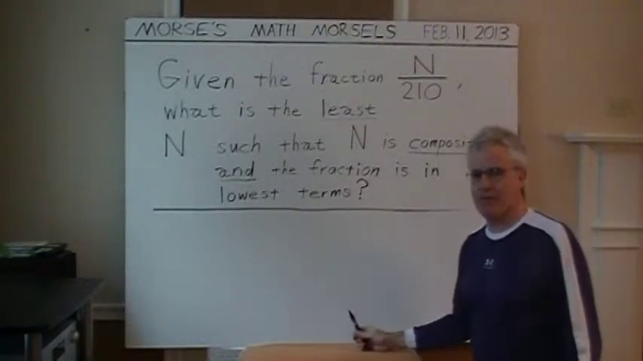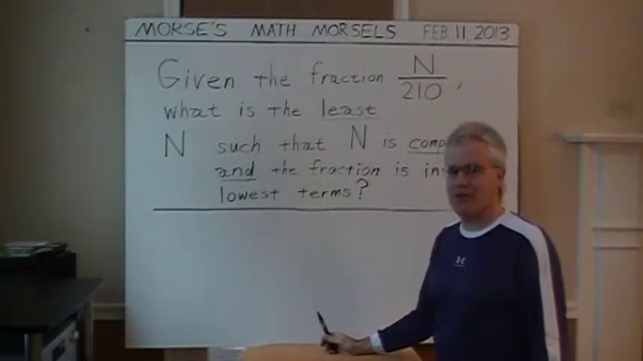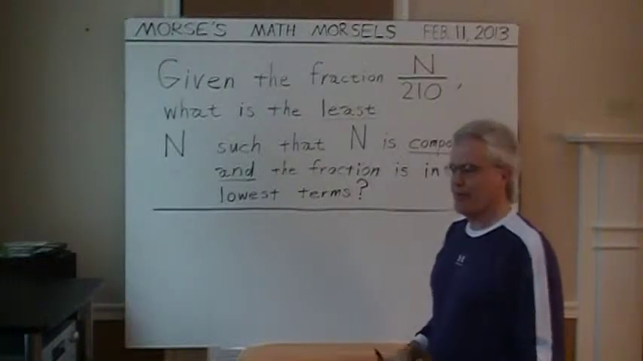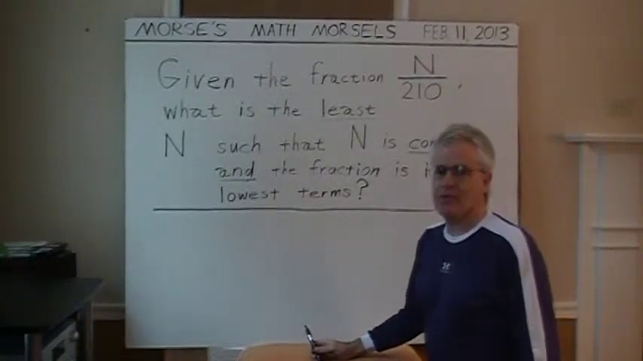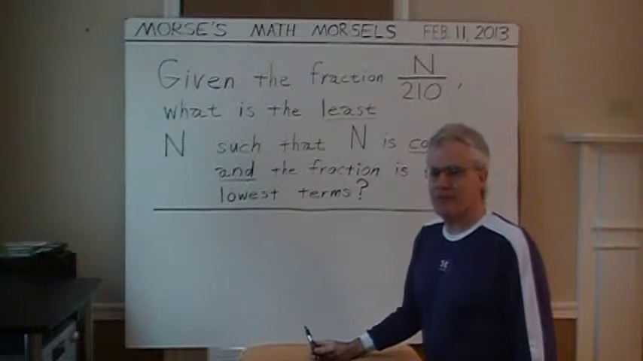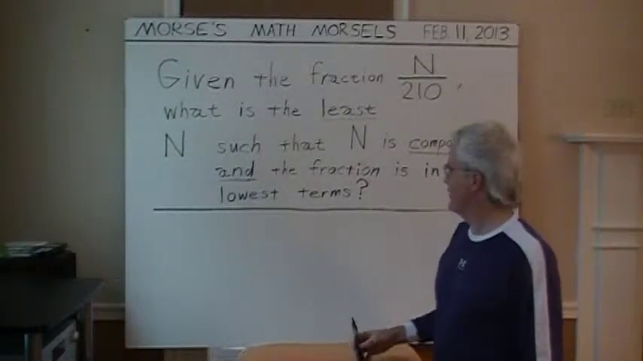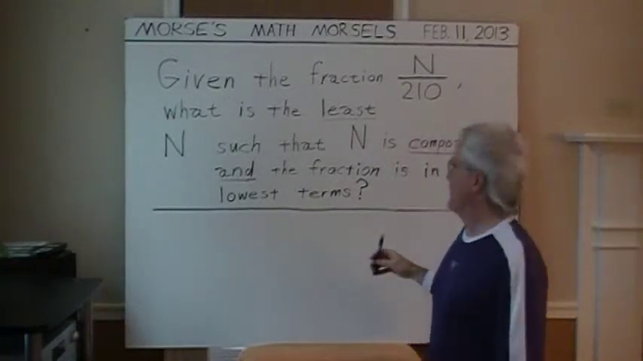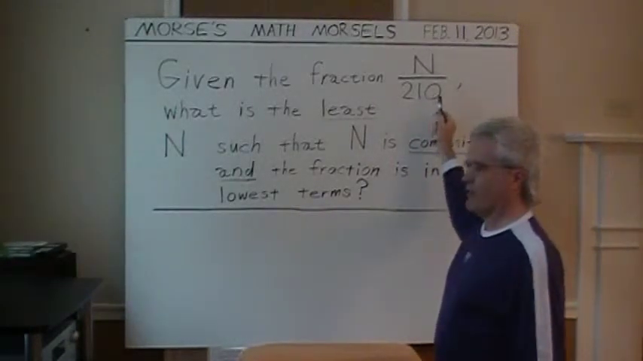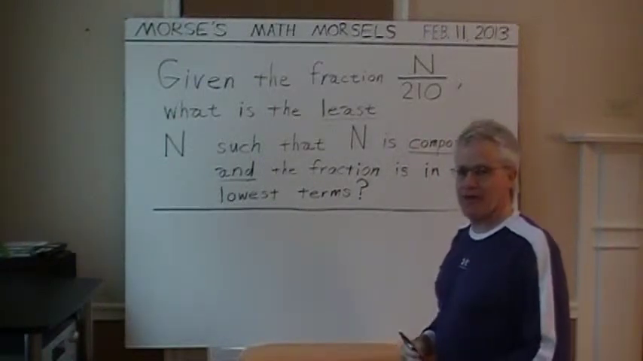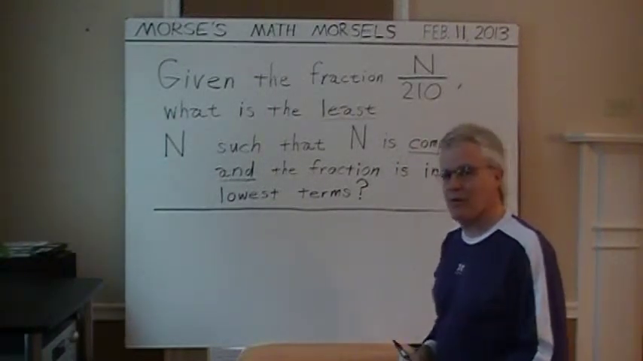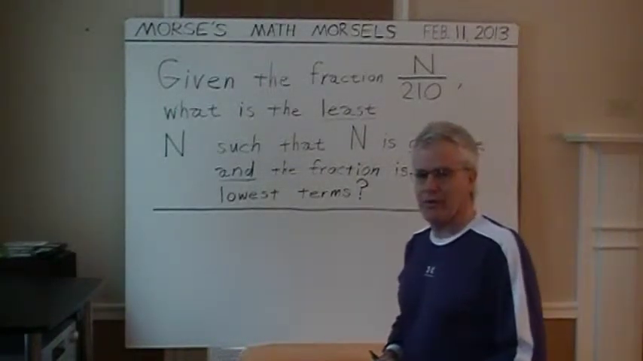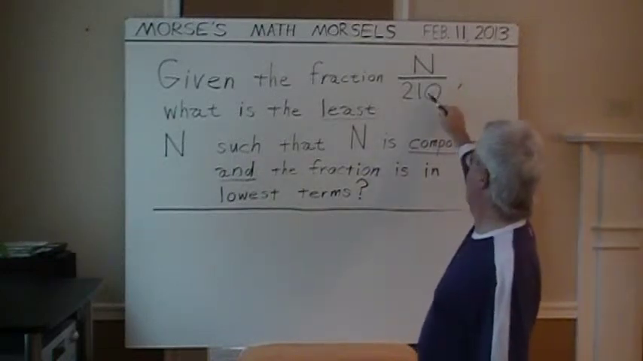A prime number is divisible evenly only by itself and 1, and a composite number will have other factors. For instance, 6 is composite, it equals 2 times 3, 10 is composite, 5 times 2, and so on. And the fraction in lowest terms means that whatever n is, it does not have a factor in common with 210. Also, lowest terms means that you cannot reduce it to any lower numbers in either numerator or denominator.